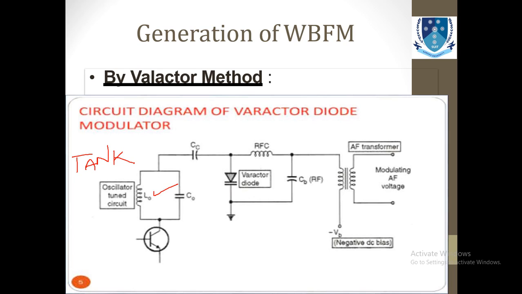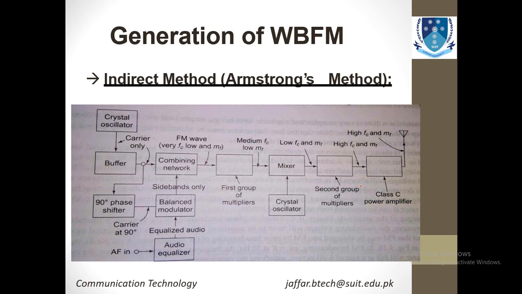So this is the tank circuit over here, and it is generating some kind of frequency, and that is given to the Varactor diode, and its second portion is grounded, and this is a transformer over here which is basically providing you a modulating AF voltage. So this is the Varactor diode methodology, and this is the indirect method, also known as the Armstrong method.